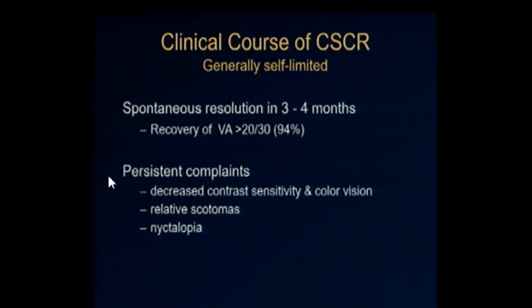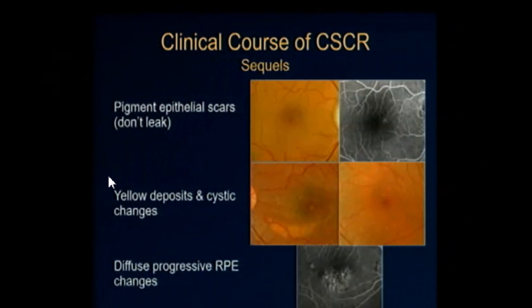They may have decreasing contrast sensitivity. They may still have a grayish shadow where the bleb was, and sometimes night vision problems. You have to counsel them about that. Sometimes things don't resolve completely, and you get sequelae.